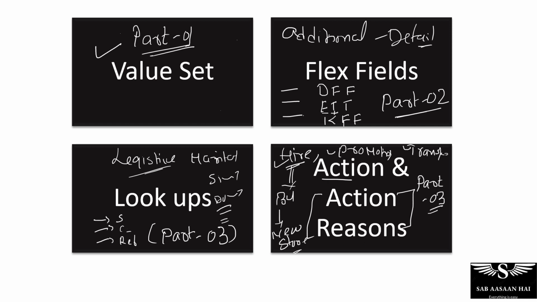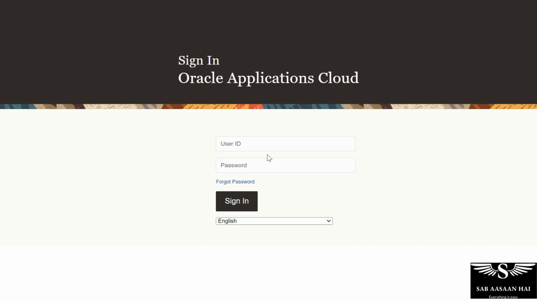So let's start with the creation of the value set, and then we will see the flex fields part. Now I will directly log into the application. Here I am logged in, opening my Cloud HCM application. Hopefully everyone knows how to log in. I am using the username and password of an HR admin, as a consultant or an admin can create these value sets. So I'm logging in as an HR admin.